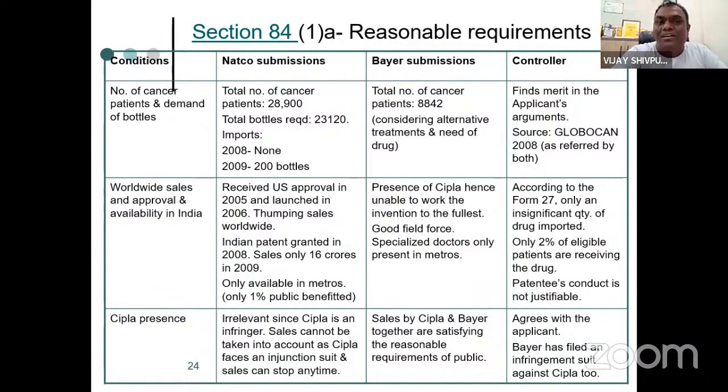Agrees with the applicant that Bayer has filed an infringement lawsuit, so CIPLA's sales should not be taken into consideration while considering the reasonable requirement. Actually, if reasonable requirement has to be considered, then CIPLA's presence should not be taken into consideration, because reasonable requirement has to be fulfilled by the patentee as per the compulsory license. This was about the first one.